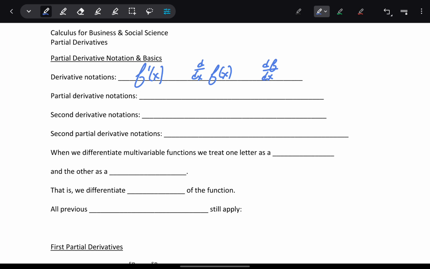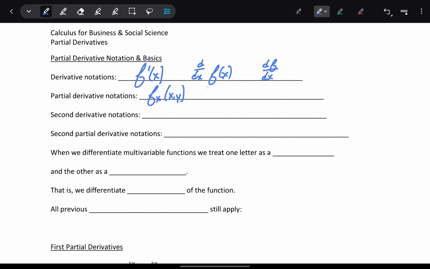Find the derivative of a function f of x. Now for partial derivatives, we need to indicate which variable we'll be differentiating with respect to, because we have two different independent variables. So we could find f sub x of x, y. That would mean find the partial derivative with respect to x.